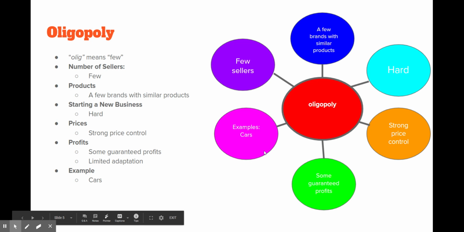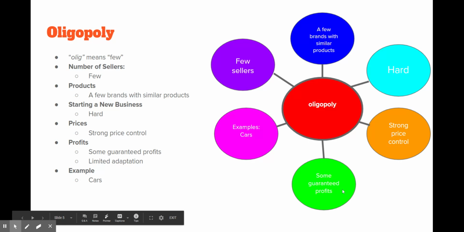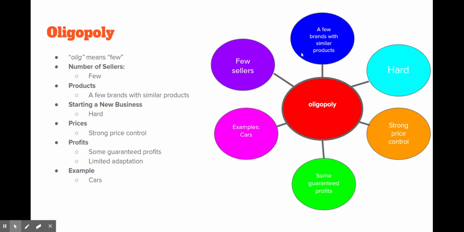Now, a classic example of this is cars. If you think about it, there's not that many car manufacturers for the number of cars in this world. So your Fords, your Chevy, your Toyota, all that, they have control over a certain amount of market. And over the long term, they're going to make some guaranteed money off selling these cars. So what we get is a lot of vehicles that are roughly the same, with just small little tweaks that connect back to that brand.